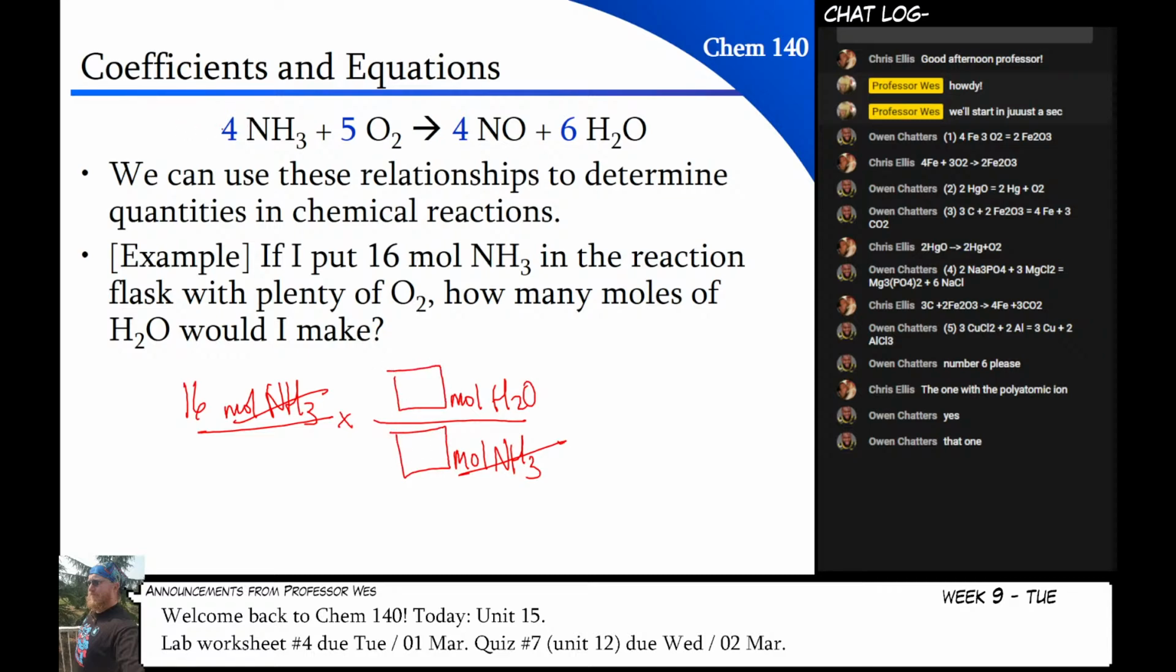Well, they come from the balanced chemical equation. So for every 4 moles of ammonia I use, I create 6 moles of water. And so this would be 16 times 6 over 4, which I believe is 24. Because 16 divided by 4 is 4, and then times 6 is 24.